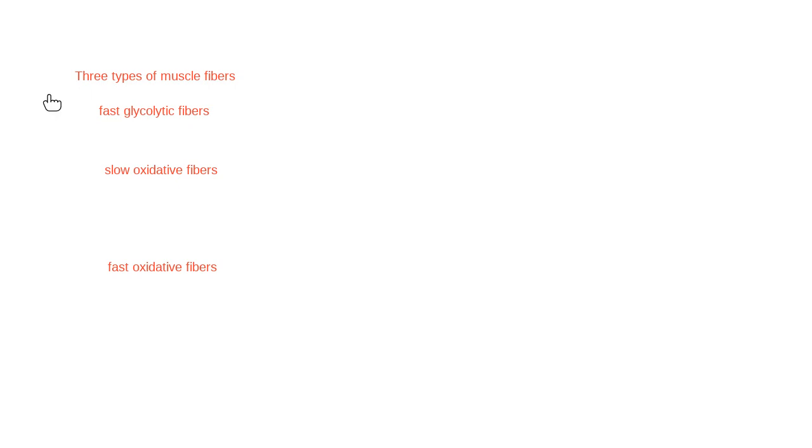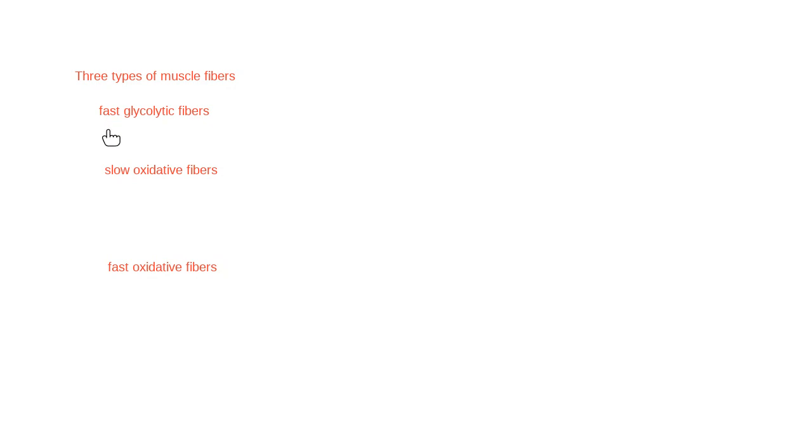So if we were to look at a cross section of skeletal muscle tissue, we would see that not every muscle cell looks exactly the same, and not every muscle cell functions exactly the same. The names of these types of muscle tissues actually tell us a whole lot about them. What they tell us comes from the first two words in their name.